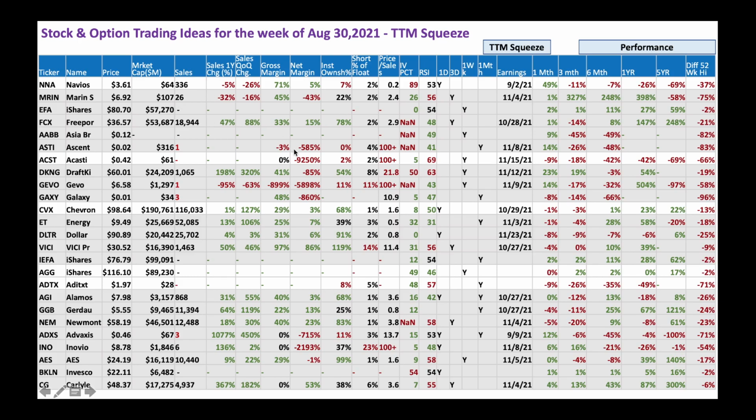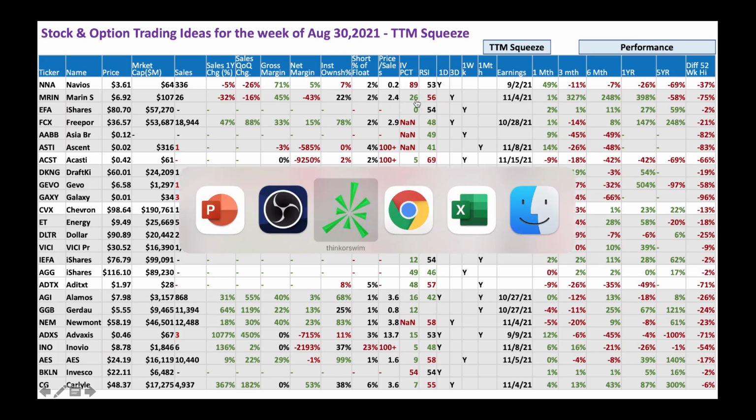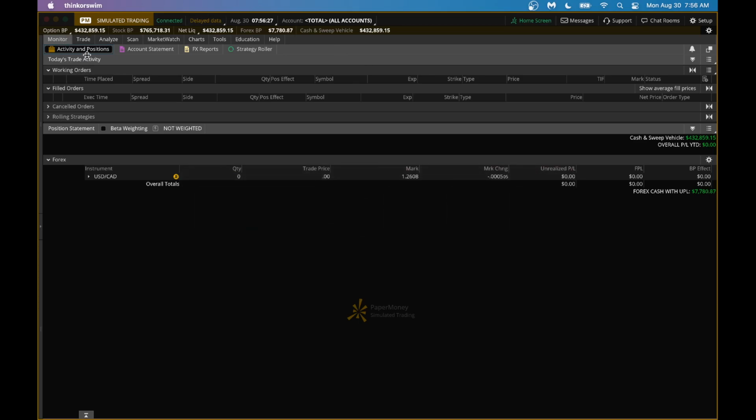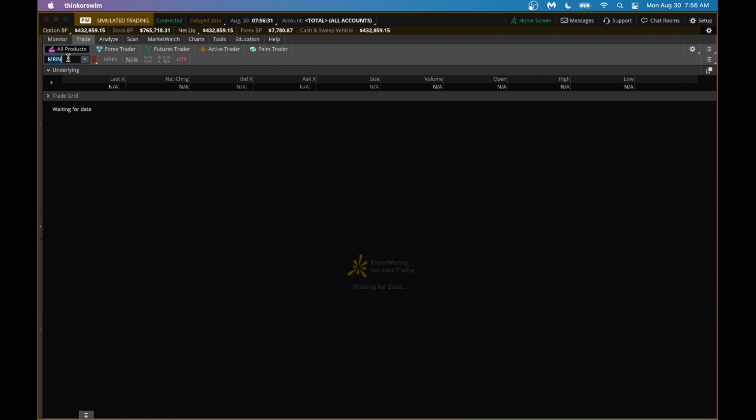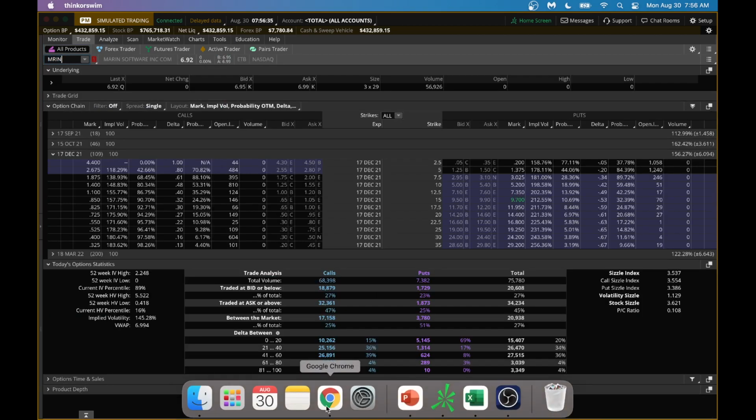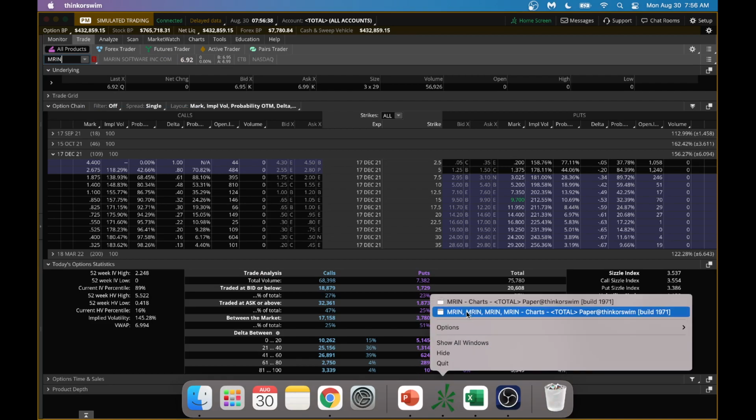First is Marin Software. As you can see, a $6 stock. There is a squeeze in the 3-day chart. And if you look at the short ratio here, 2%, not much at this point. IV percentile is 26. You could go to Marin Software here, MRIN. All right, so if you look at Marin Software, let's go to a chart here.